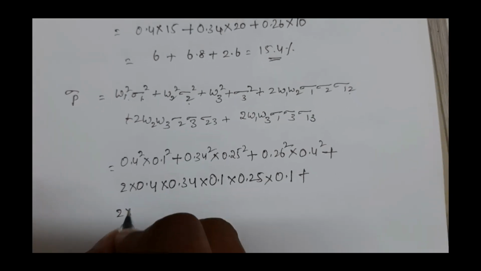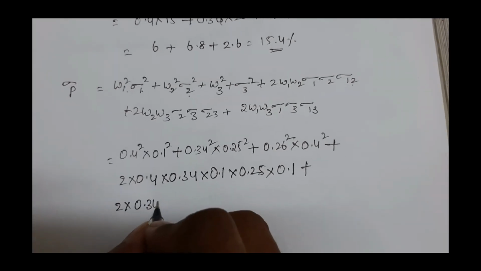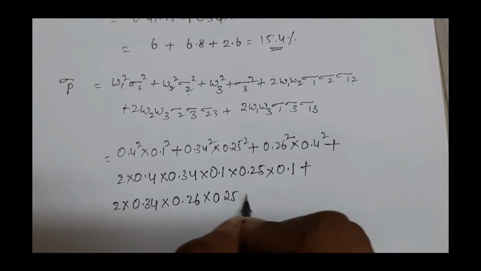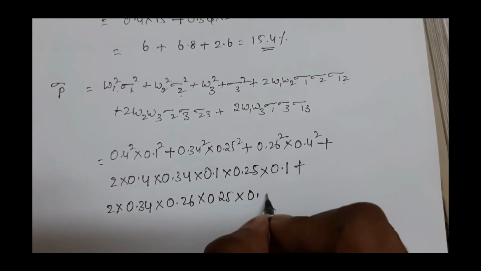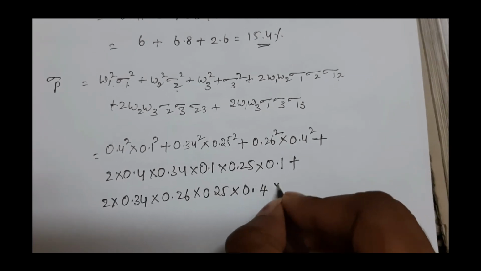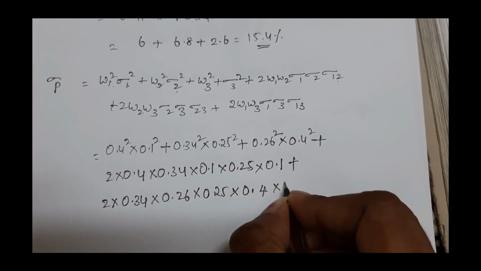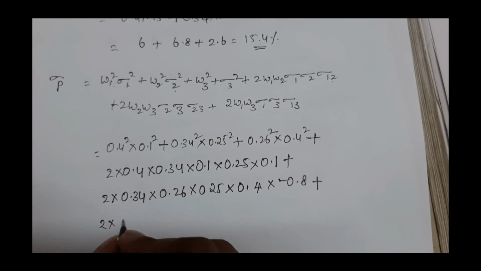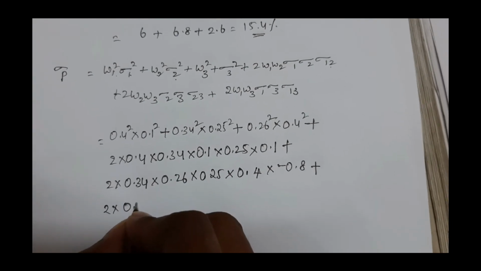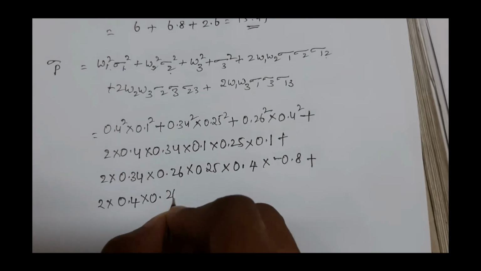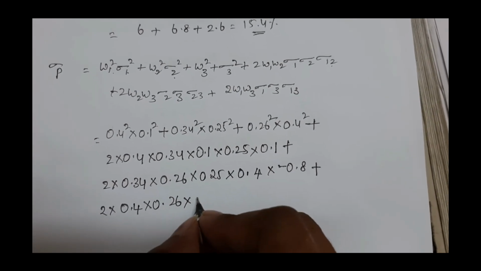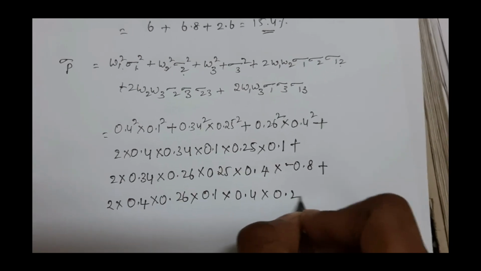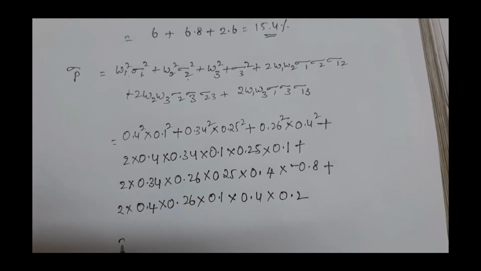plus 2 into the weight of the second security 0.34, the weight of the third security 0.26, into 0.25, the standard deviation of the second security, and the standard deviation of the third security 0.4, into the covariance of the second and third securities, that is minus 0.8, plus 2 into the weight of the first security 0.4, the weight of the third security 0.26, the standard deviation of the first security 0.1, the standard deviation of the third security 0.4, into the covariance of 1 and 3.